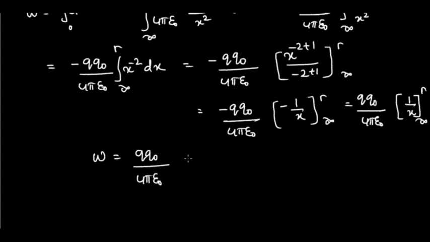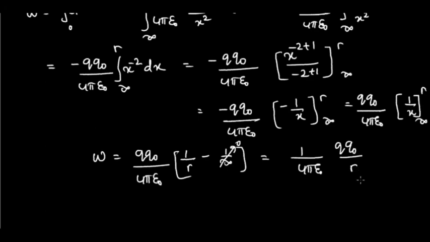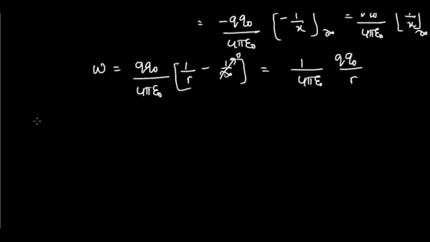Now you have to put the limit. First put the upper limit r in place of x. So you will get 1 by r. Then give a negative sign and put the lower limit infinity in place of x. So we will get 1 by infinity. So 1 by infinity will be 0. So we got that W is equal to 1 by 4 pi epsilon naught q into q naught by r. So we have finally derived the expression for the work done by bringing the test charge q naught from infinity to the point P. Is that clear?